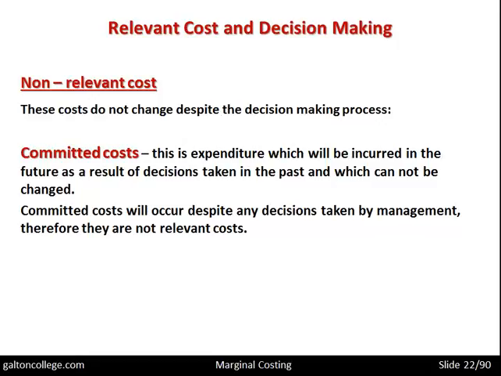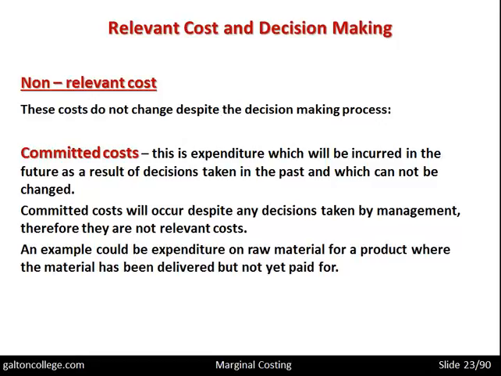Committed costs will occur despite any decision taken by management, therefore they are not relevant costs. The committed costs will occur. They're committed. The company has made a decision in the past, made a commitment, and it must honour the commitment. It's a fixed cost. So they're not relevant in decision making. An example could be expenditure on raw materials for a product where the materials have been delivered but not yet paid for. That's a committed expenditure.